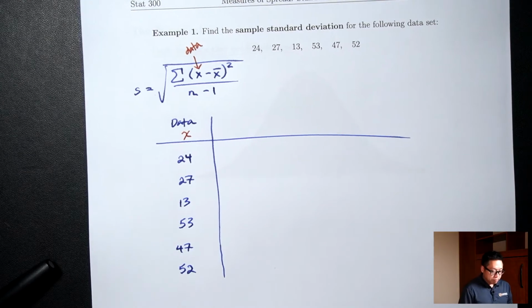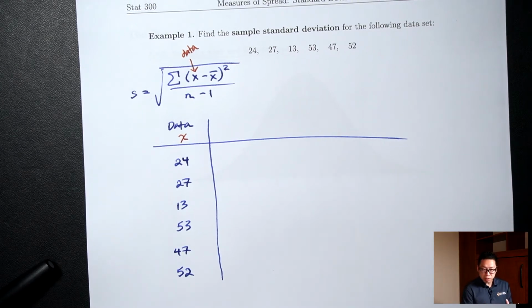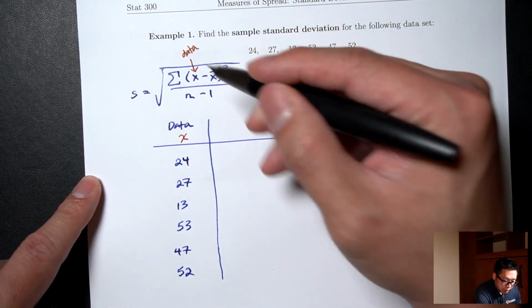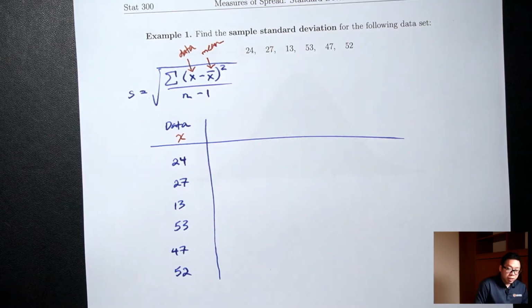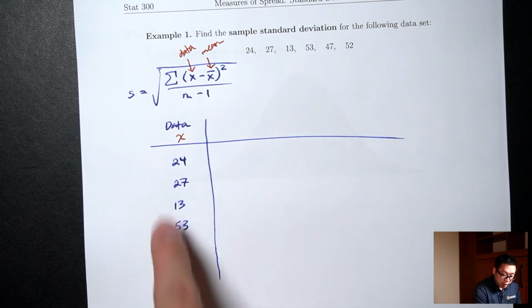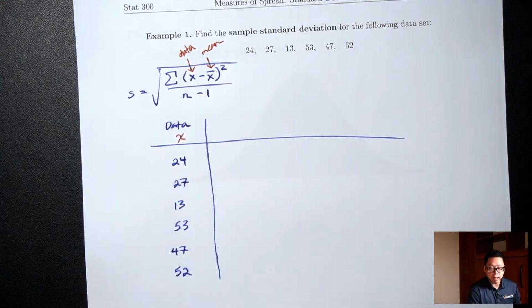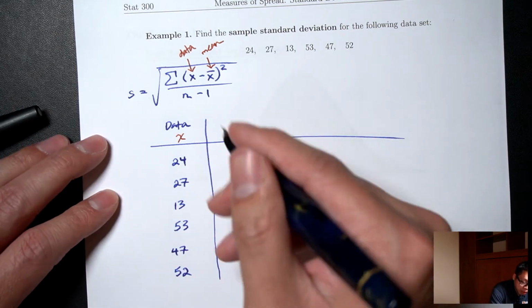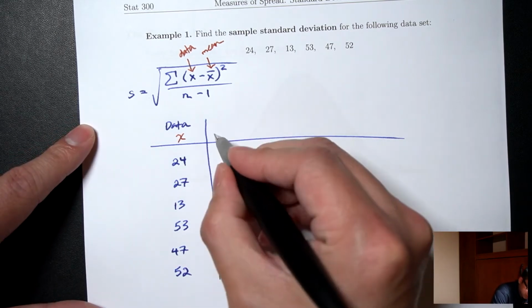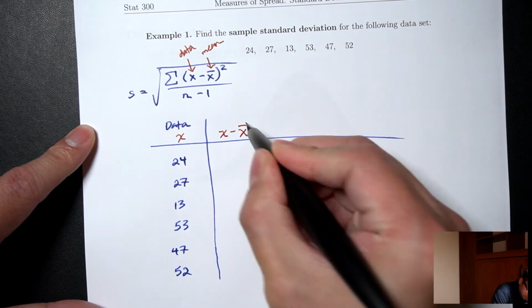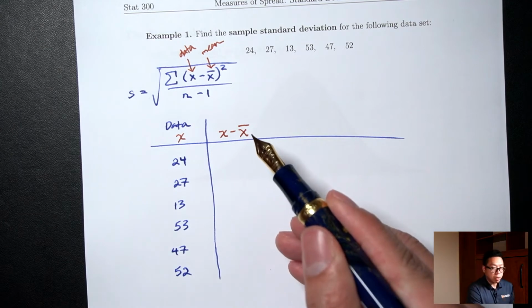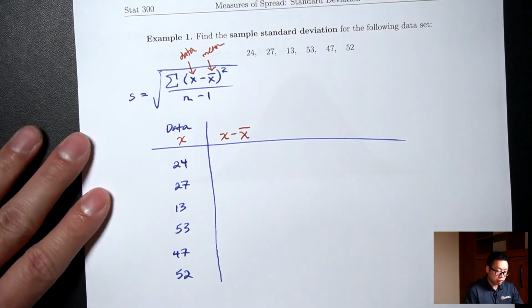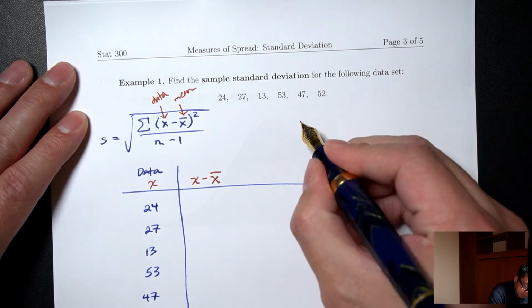Now the formula says, order of operations, we should do our parentheses first. So the formula is saying x minus x bar. What does that mean? X we know is data. X bar we said was the mean. And so what this is saying is take your x's, take your data, subtract the mean. So I'm going to make a new column that is x minus x bar. We don't know the mean yet, so we actually have to find the mean first. So let's find the mean.